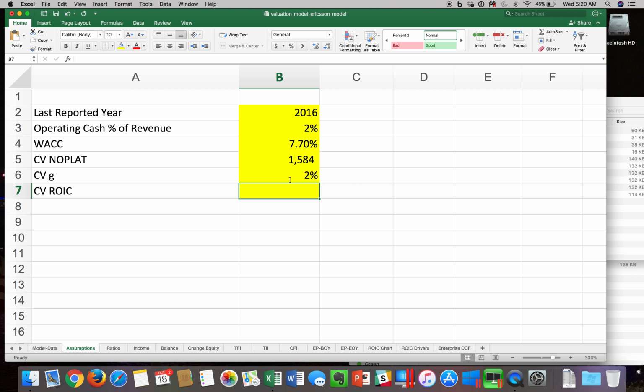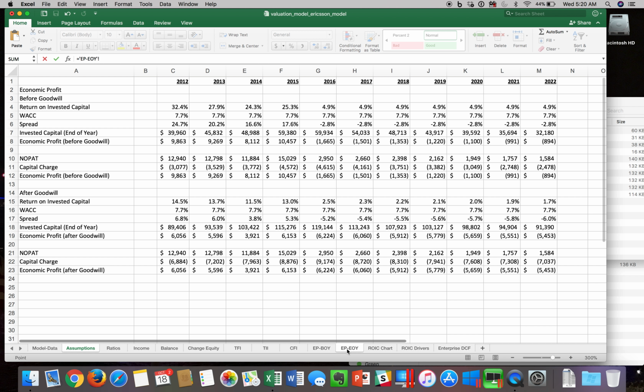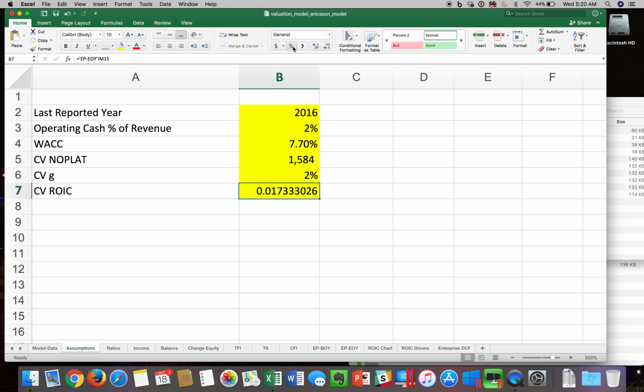And then finally, our continuing value ROIC equals, and we're going to use, in this case, for the model, end of year expected ROIC, and that is EPEOY, and we're going to go to 2022, which is the final year, and expected ROIC, you can see here, after goodwill, is M15 based on EOY ROIC. And I'll make this a percent so we can see what it is. Okay, so these are the four parts that we need for the continuing value equation.